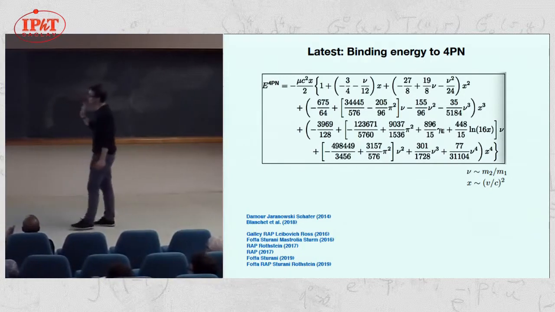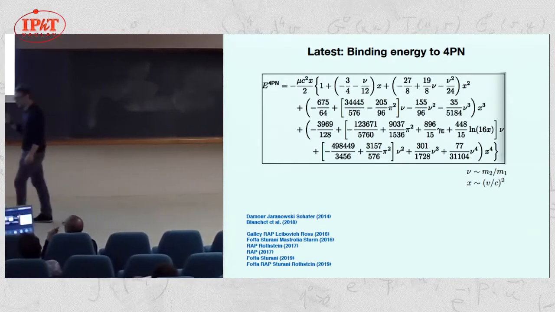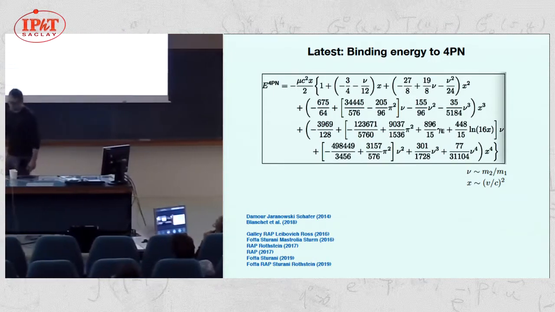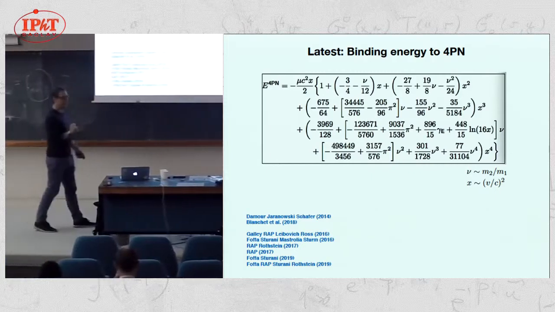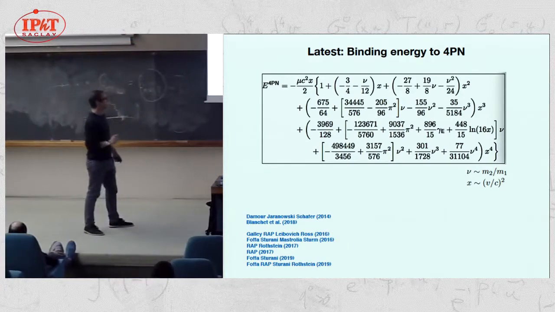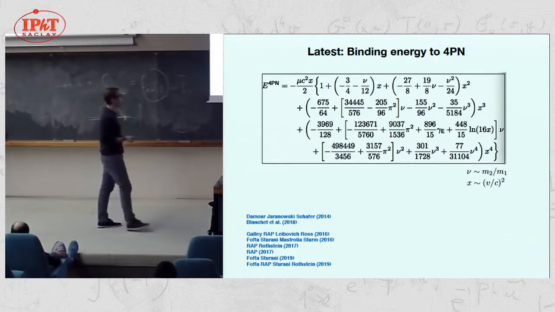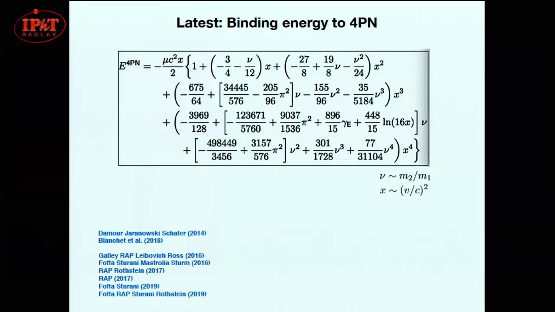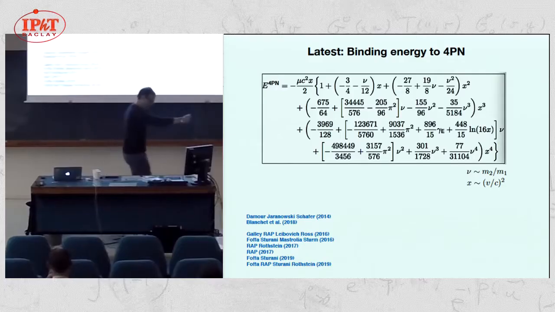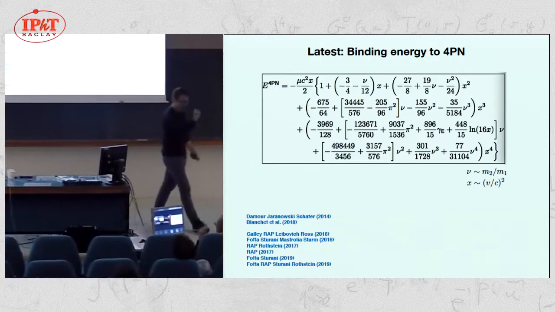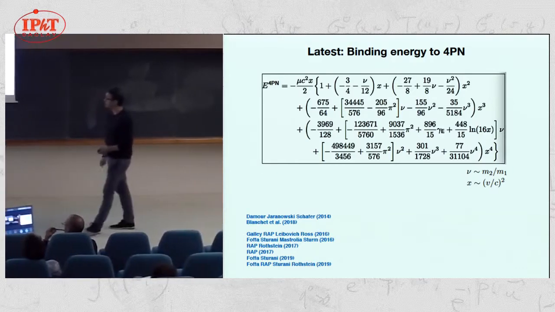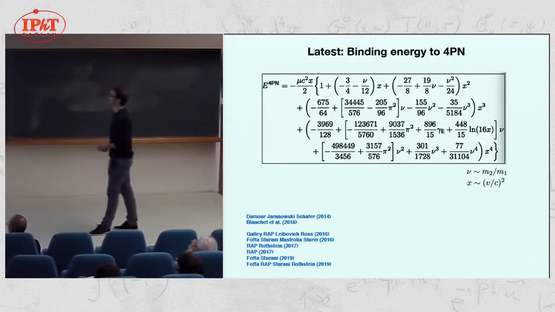But if we ignore spin for the time being, and we just go to the diagrams that I showed you for the potential modes, just the binding, ignore the radiation for now, the potential to fourth post-Newtonian order has to be computed. That allows us to obtain the binding energy to fourth post-Newtonian order, which is one of the ingredients, plus the flux, that allows us to get the phase of the orbital frequency, which allows us to get the phase of the gravitational wave, which will be observed by LIGO and so on.